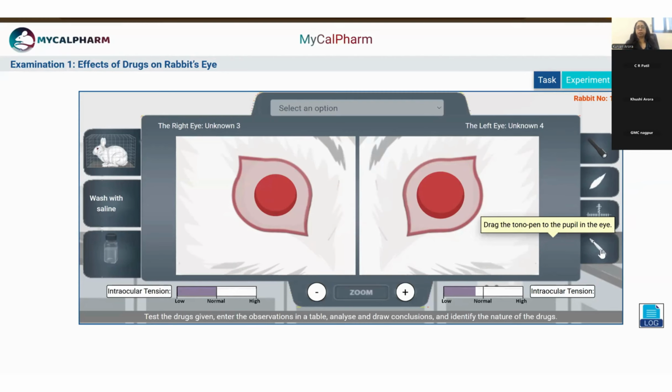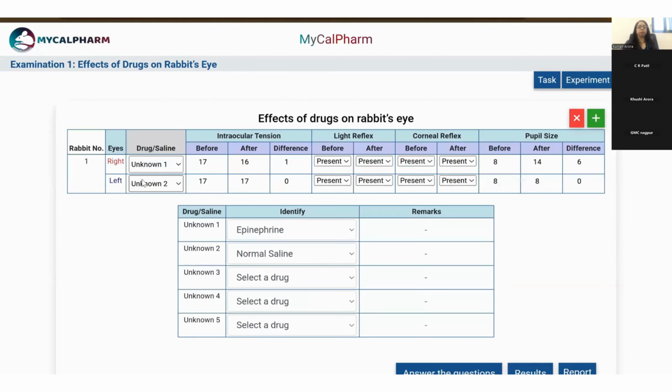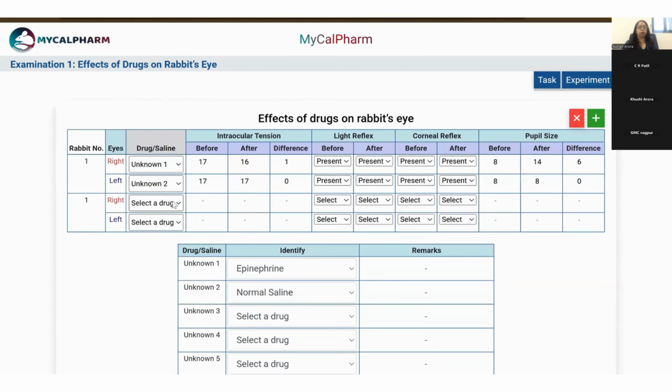What exactly is the scale? By tonopen we will be measuring. We can see here the tonopen intraocular tension reading is different. Now it is 14, and here again for unknown 3 it is 17. So here again adding a row, on the right we have taken unknown 3, on the left we have taken unknown 4. Whatever the changes or whatever the student has done here, before it was 17, they will be just noting it down.